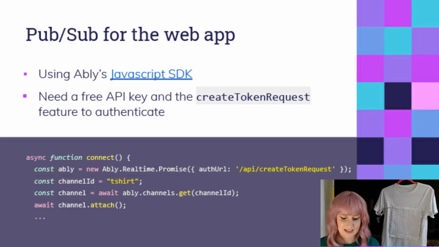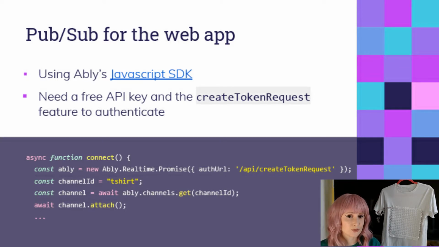So let's take a look at some of the code for the app. The app is built with Node and Express, and on the front end I used Ably's messaging platform to set me up with a channel. Then I used their JavaScript SDK to manage the publishing and subscribing to messages on this channel. So here what we're doing is we are creating a new instance of Ably, and then we are creating and connecting to a channel called tshirt.